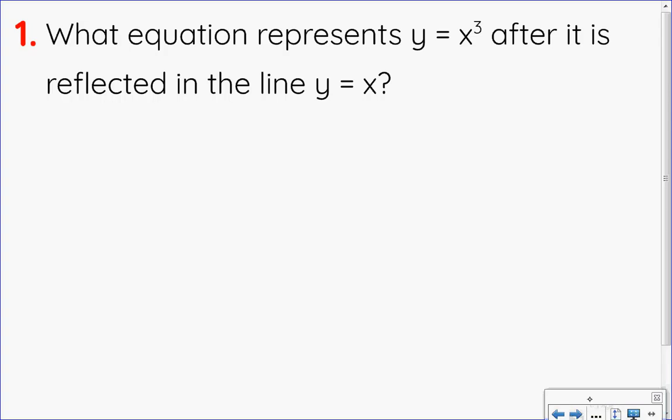Question number 1. What equation represents y equals x cubed after it's reflected in the line y equals x?